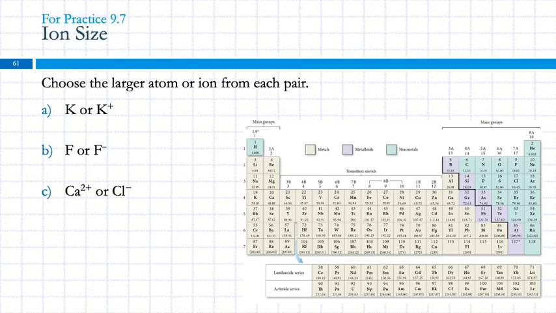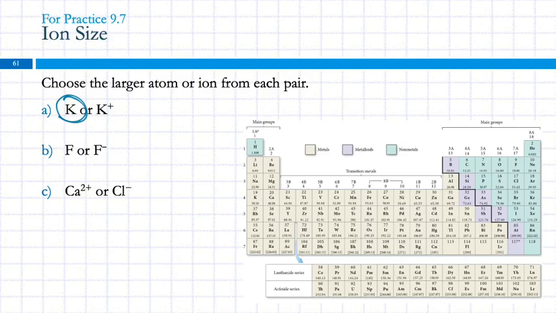So here, choose a larger atom or ion from each pair. Potassium atom or potassium ion? The atom, right? Because here we're looking at the same element, it's just atom versus ion. K plus is made by removing an electron, so removing makes it smaller, so then K is larger.